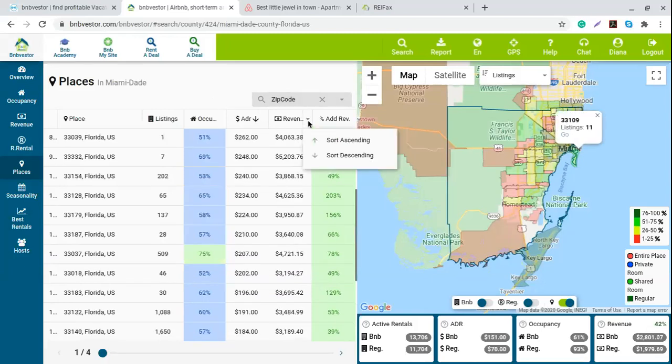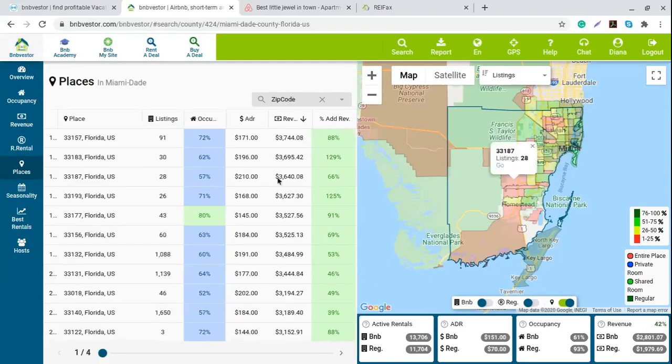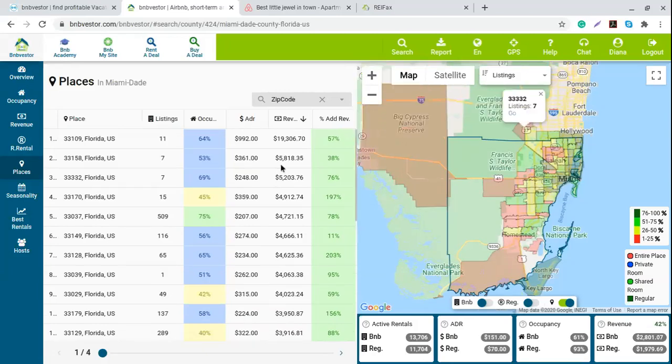Okay, you can sort this ascending or descending. Let's sort this descending in any case. There it goes. Scroll up and you can see right here. If I put the cursor here, you can see that the cursor is going to show me on the map where the zip code is, in case that you don't locate it easily, okay?